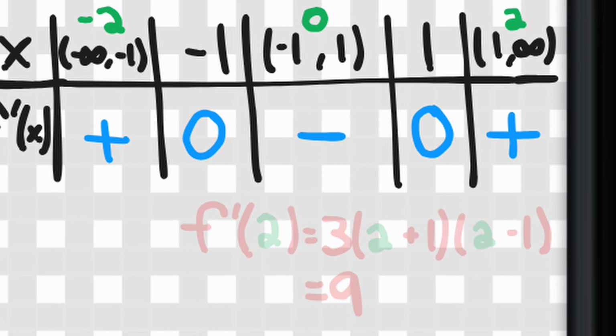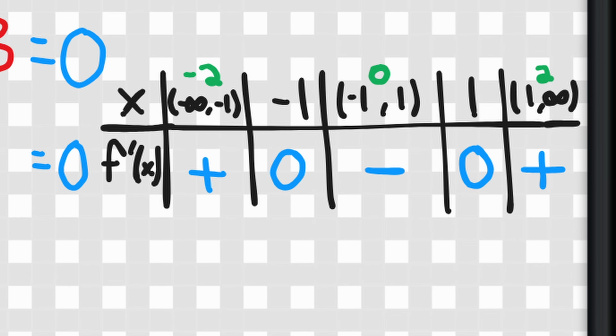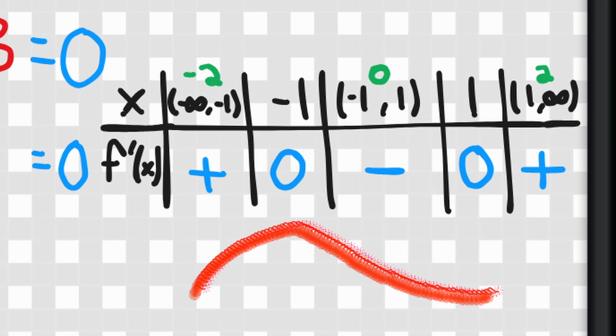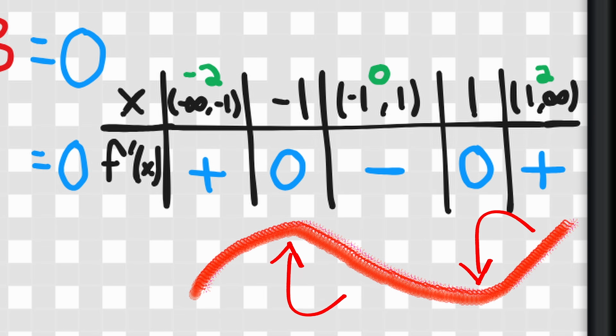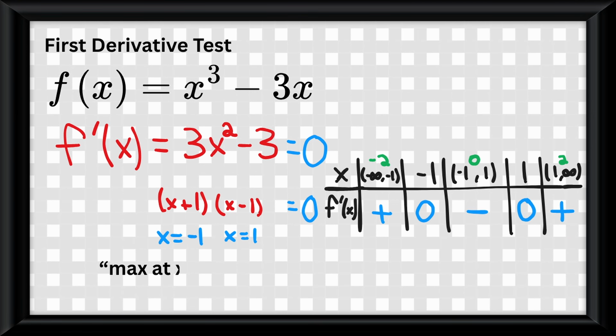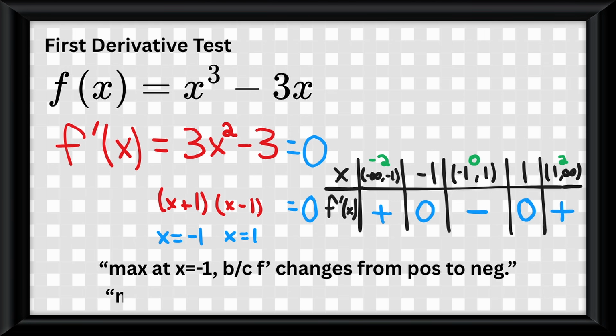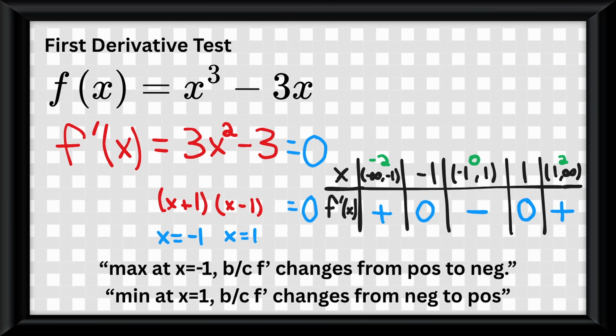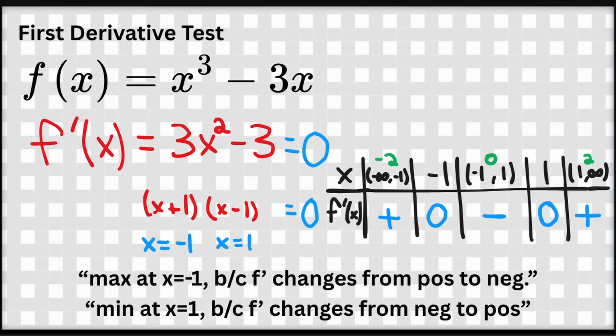So now I want you to imagine how this original function would look. It would start by increasing towards a maximum at x equals -1, then it would go down to a minimum at x equals 1, then it would go all the way up from there to positive infinity. The reason I know these points are maximums and minimums is because, well, let's write it down. There's a max at x equals -1 because f prime changes from positive to negative, and a min at x equals 1 because f prime changes from negative to positive. And this on the screen is the first derivative test.